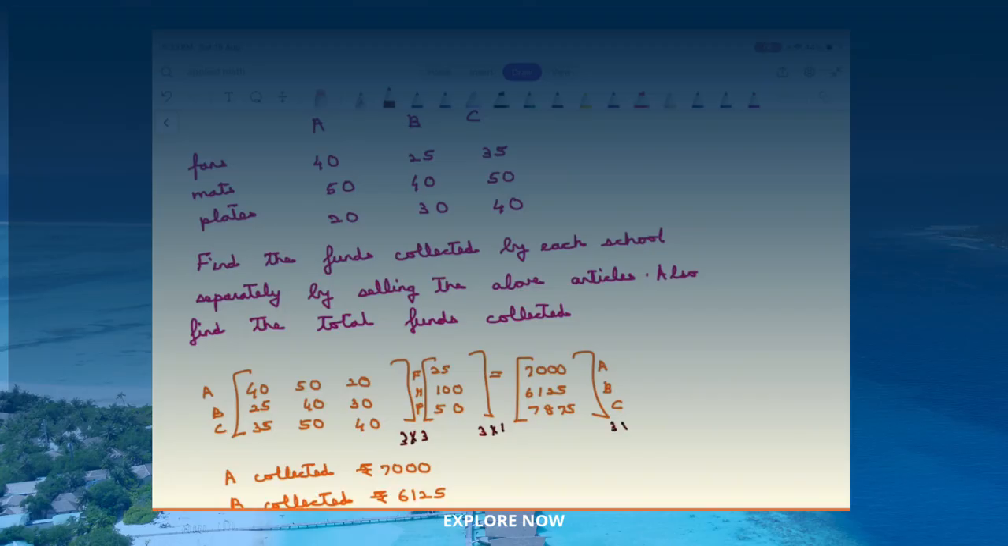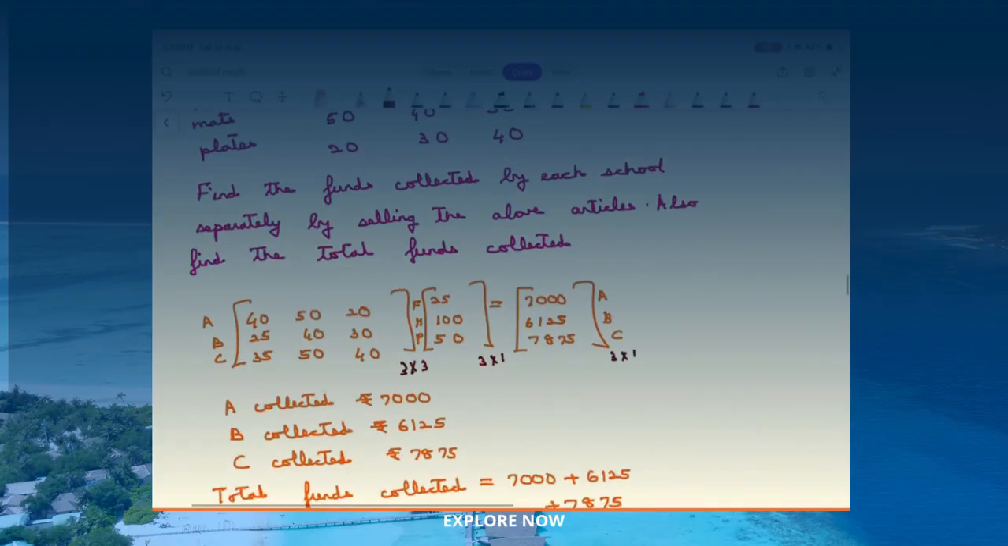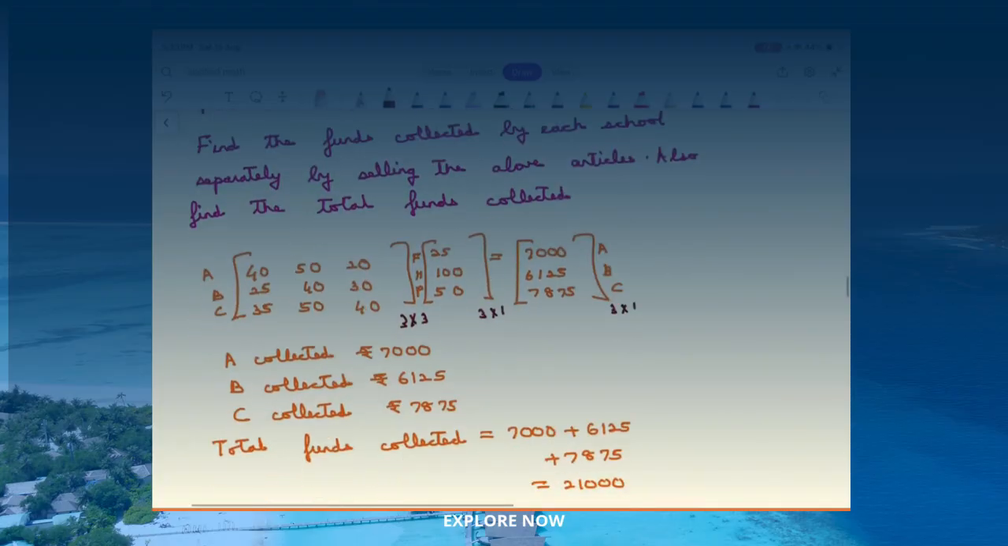So the product is a 3 by 1 matrix, and multiplying you get 7,000, 6,125 and 7,875. So A collected rupees 7,000, B collected rupees 6,125 and C collected rupees 7,875, and the total funds collected will be the sum of all this, which is 21,000.